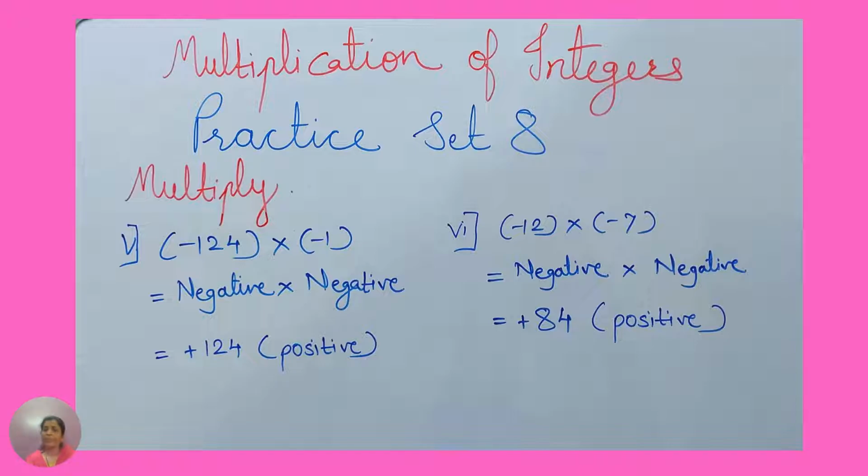Product means answer of multiplication. Understanding, children? Now here minus 12 into minus 7. Again both are negative. When both are negative, the answer will be positive. So minus 12 into minus 7 you have to do. That multiplication answer is coming 84. 12 sevens are 84, but both are negative. That's why your answer would be positive 84. Minus minus plus.